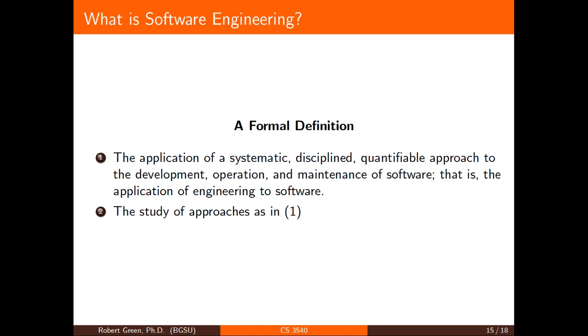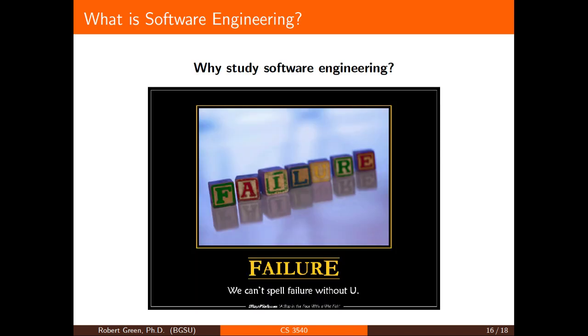There's also the more formal definition. What is software engineering? The application of a systematic, disciplined, quantifiable approach to the development, operation, and maintenance of software. That is the application of engineering to software and the study of those approaches. So there's a very formal definition we can wrap around it as well. So that's really what software engineering is, but then the question becomes, why study it?